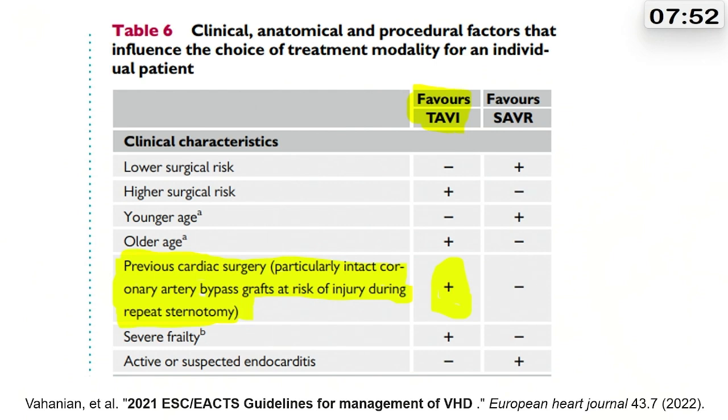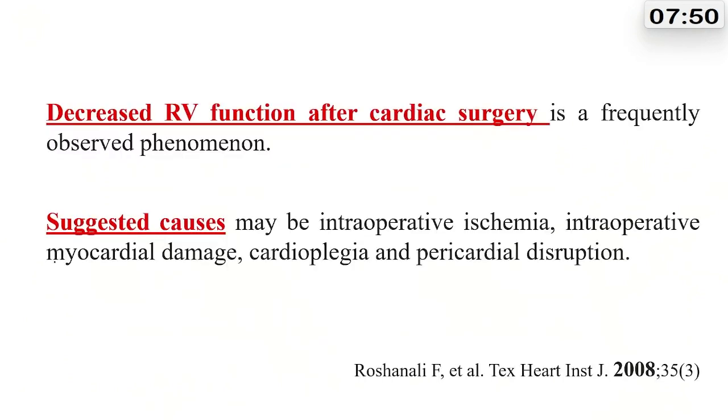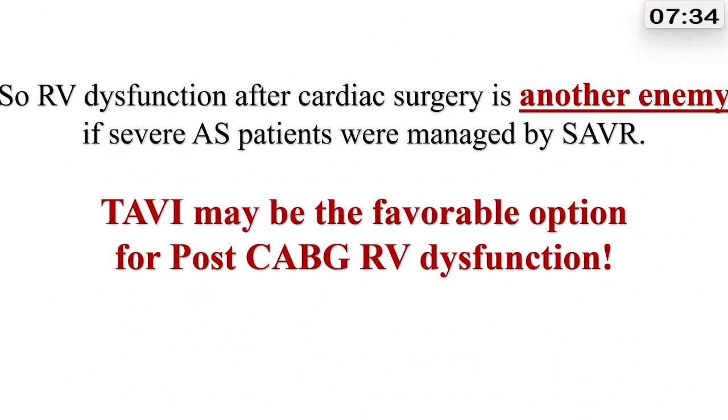So this favors TAVI. But as we know, decreased RV function after cardiac surgery is a frequently observed phenomenon. The suggested causes are intraoperative ischemia, intraoperative myocardial damage, cardioplegia, and pericardial disruption. So RV dysfunction after cardiac surgery is another enemy if severe aortic stenosis patients are managed by surgical aortic valve replacement. So the conclusion is TAVI may be the favorable option for post-CABG RV dysfunction, in spite of the data saying that RV dysfunction increases mortality after TAVI.